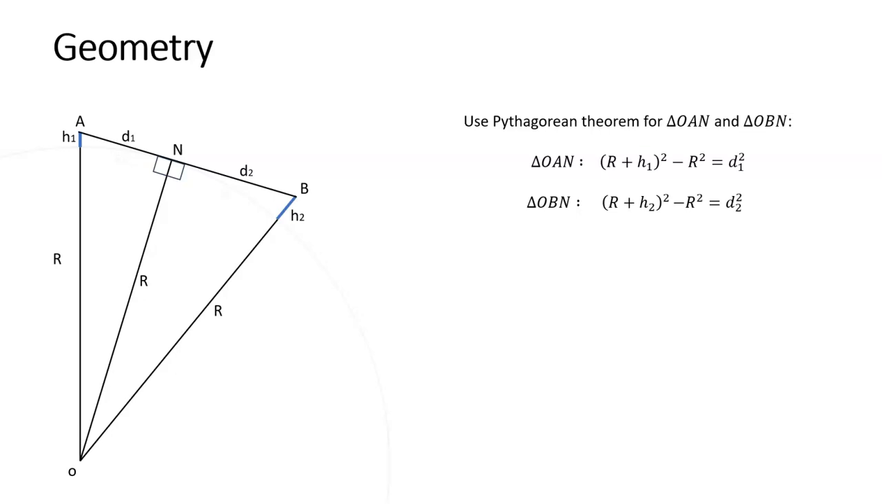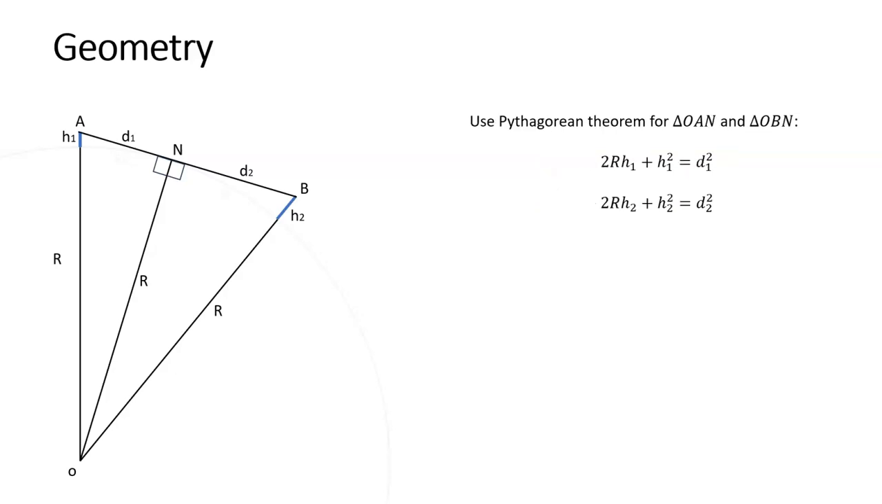Now we can use the Pythagorean theorem for triangles OAN and OBN. For OAN we have (R + h1) squared minus R squared is equal to d1 squared, and for triangle OBN we have (R + h2) squared minus R squared is equal to d2 squared. We expand the equations, R squared in both equations cancels out and we end up with simpler equations. Now in these equations we have lengths d1 and d2.